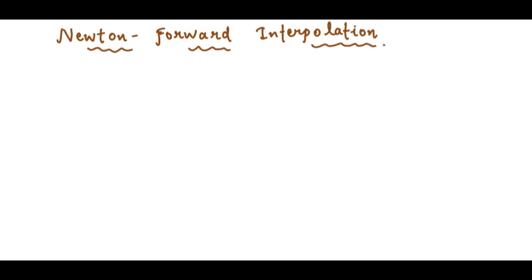But in today's lecture, we're going to study a different interpolation technique where the spacing of the data points becomes extremely important. Our topic is Newton's forward interpolation method. The word forward here is very important. This method is particularly useful when the values of x are equally spaced and the value we want to estimate is near the beginning of the given data table.